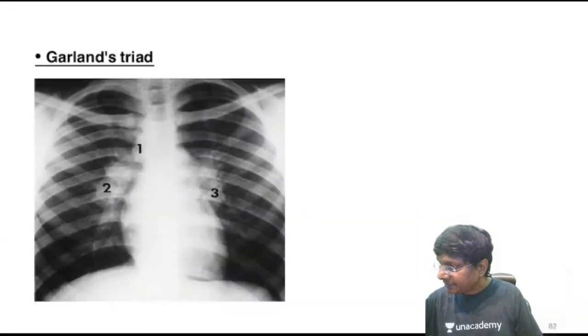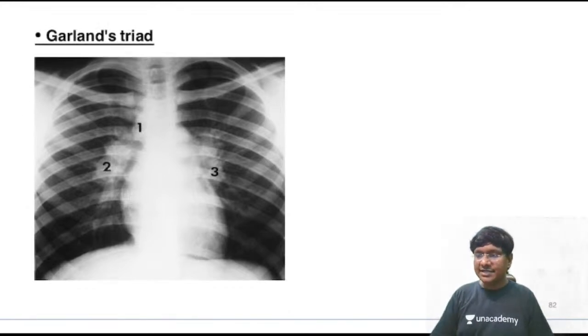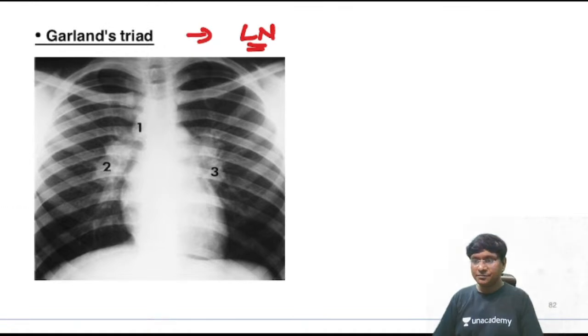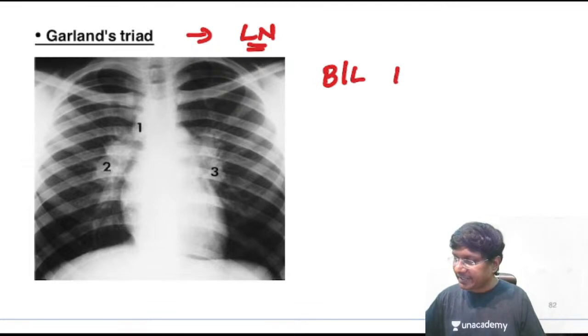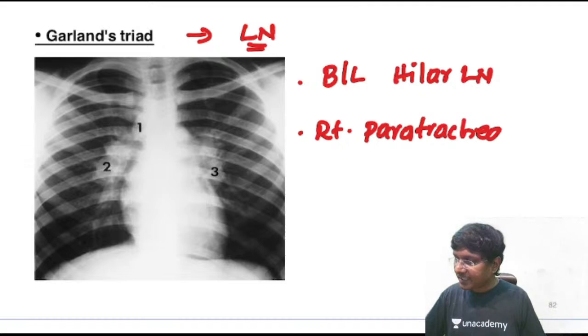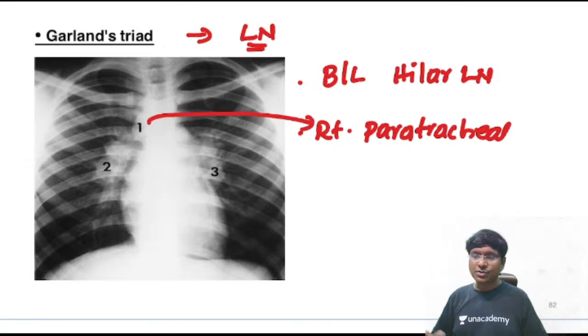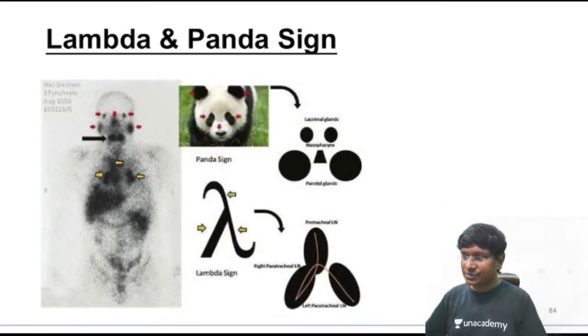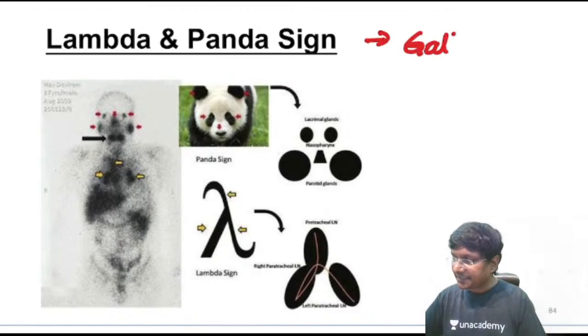Right? And in Garland's triad, which lymph nodes are abnormally enlarged? The individual will have bilateral hilar lymphadenopathy. Along with that, there will be right paratracheal lymphadenopathy, and this is what is called the 1-2-3 sign or Garland's triad. Then you should also know the gallium uptake studies in sarcoidosis.